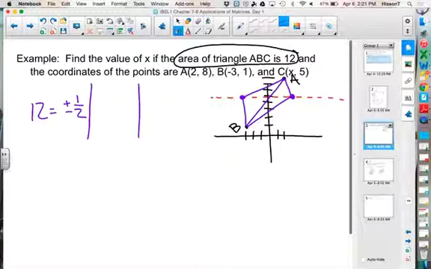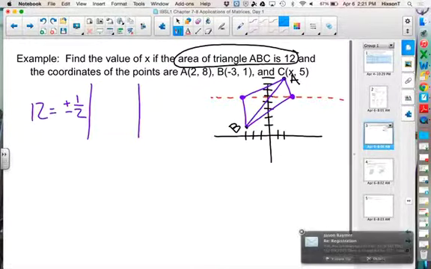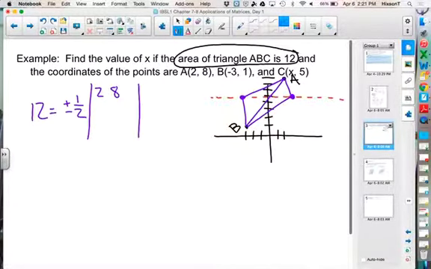So let's come up with what the matrix is that we need to use. Okay? What would one row be? 2, 8, 1. 2, 8, 1, good. And negative 3, 1, 1. Negative 3, 1, 1, and x, 5, 1. There we go, x, 5, 1.